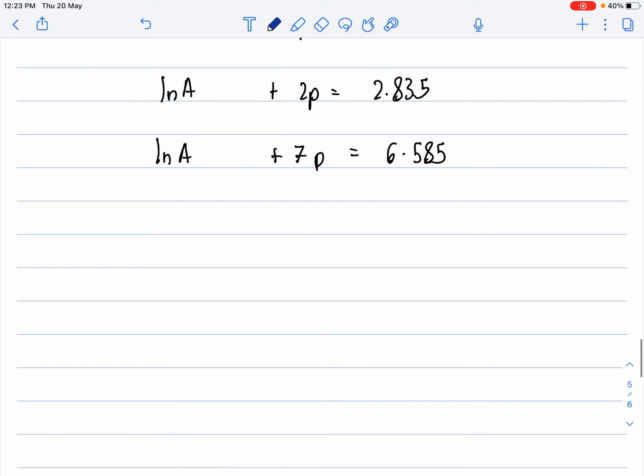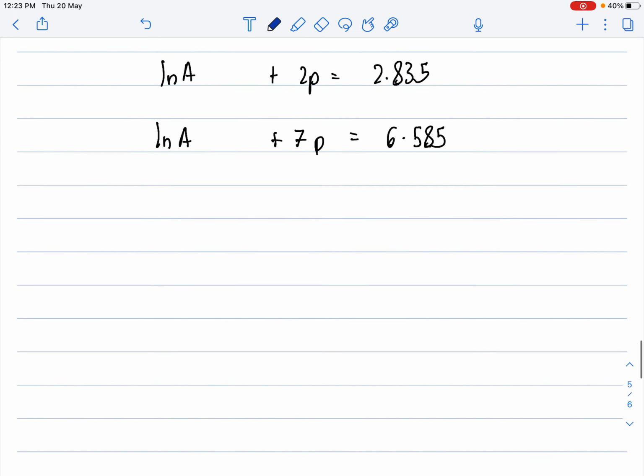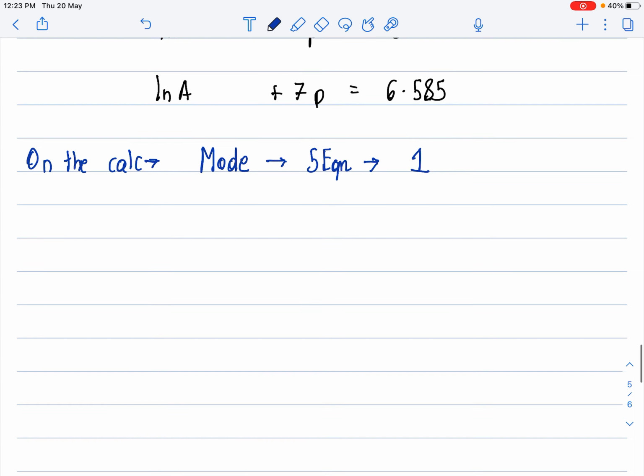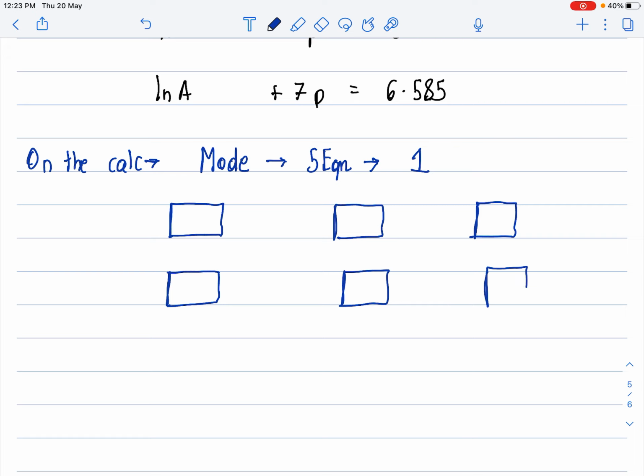Now as you can see, this is a simultaneous equation, so I can explain how to do this on the calci. It's a very good trick. You'll get the correct answer, and that too in seconds. So on the calci, first click on mode. When you click on mode, click on 5 where equation is written. Now because you are solving a simultaneous equation, click on 1. Now when you click on 1, you get 6 boxes here, something like this.